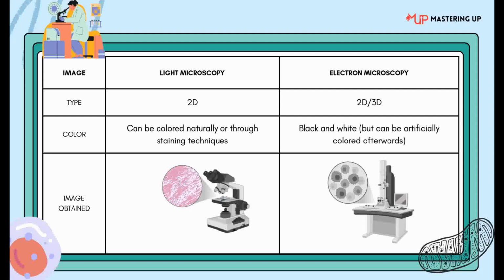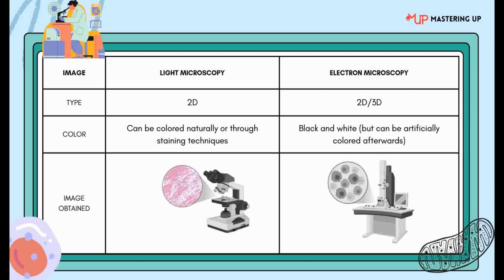The type of image obtained. In light microscopy, the images are usually less detailed but can capture living cells and their dynamic processes, showing basic structures like the nucleus and organelles. Light microscopes are especially useful for observing the overall organization of cells or tissues, while electron microscopy produces highly detailed, high resolution images showing fine structures like organelles, membranes, or even viruses.